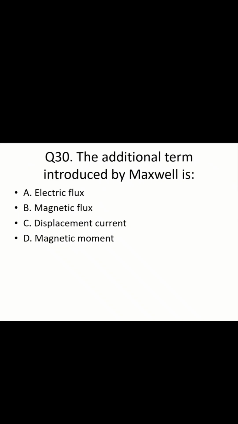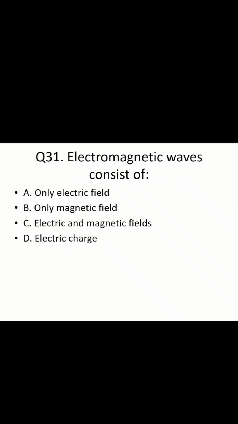Coming to question number 30, the additional term introduced by Maxwell is electric flux, magnetic flux, displacement current, or magnetic moment. So the correct option is option number C, that is displacement current. Electromagnetic waves consist of only electric field, only magnetic field, electric field and magnetic field, or electric charge. So the correct option is option number C, that is electric and magnetic field.